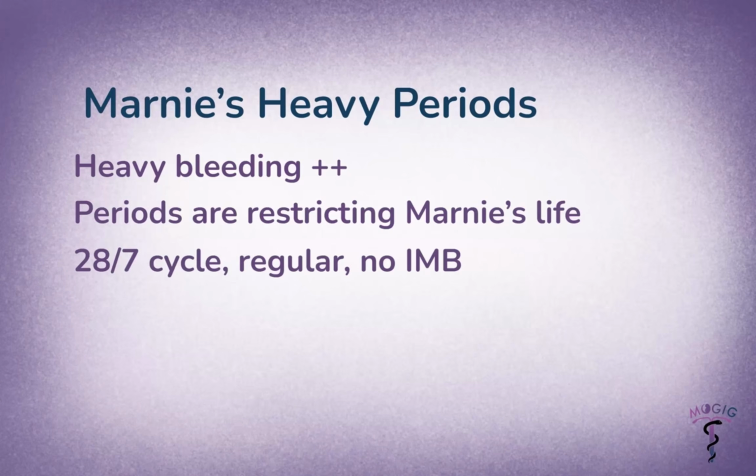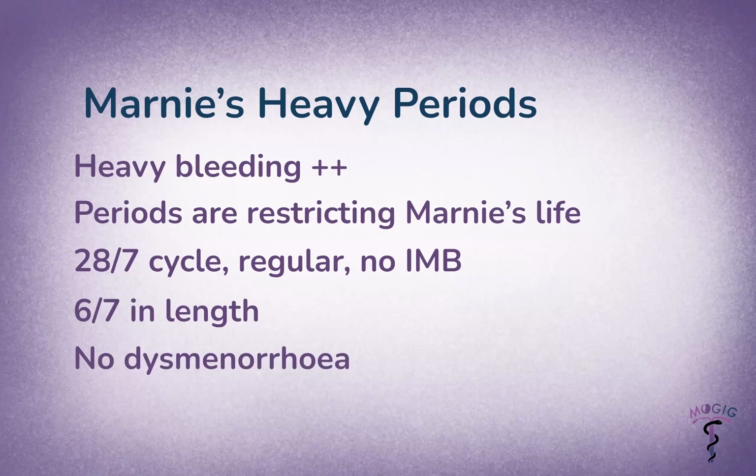In terms of her cycle itself, it's a fairly standard 28-day cycle with 7 days bleeding and a regular cycle, so sort of every 28 days. She denies any intermenstrual bleeding. She said that it's usually about 6 days in length. And she said that she doesn't really have any symptoms or pain that go along with her periods. She said that her last period was about a week ago.